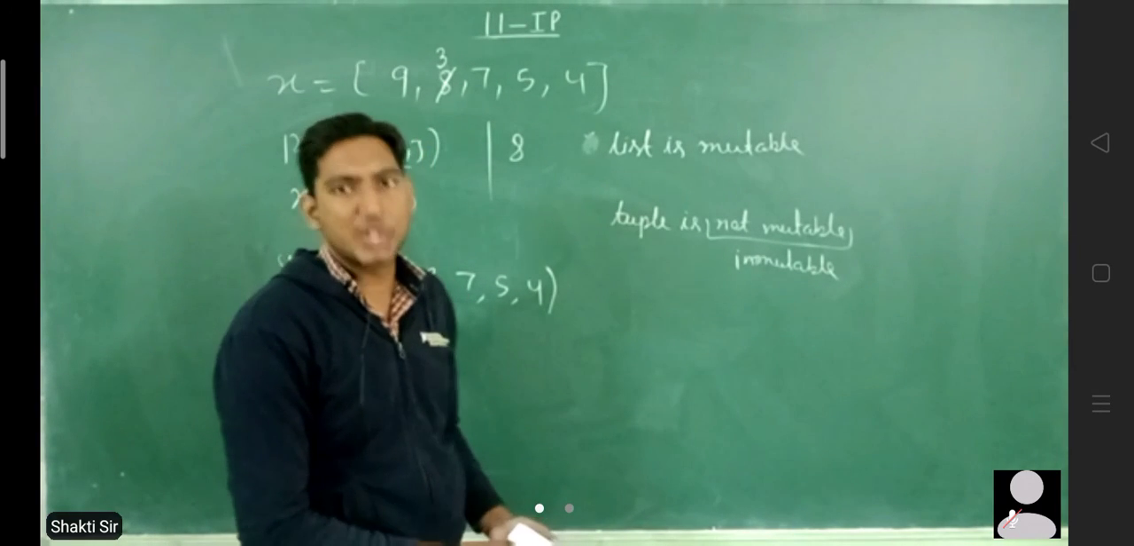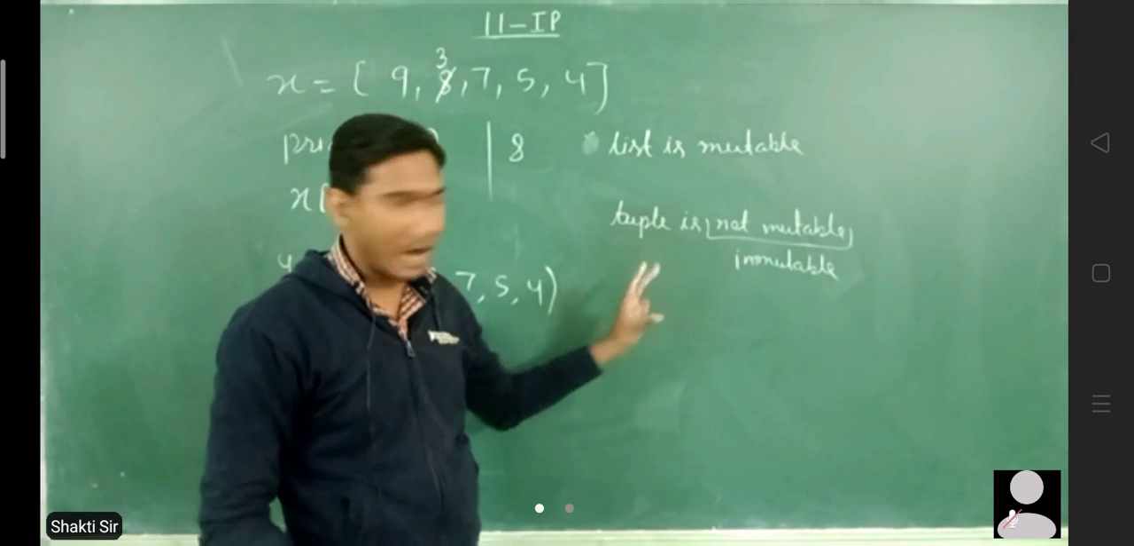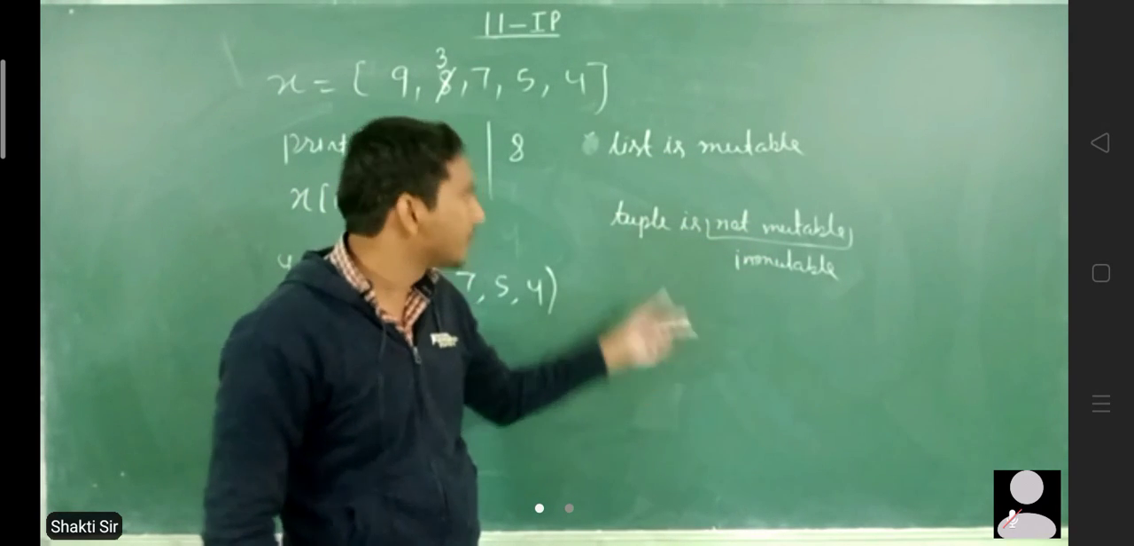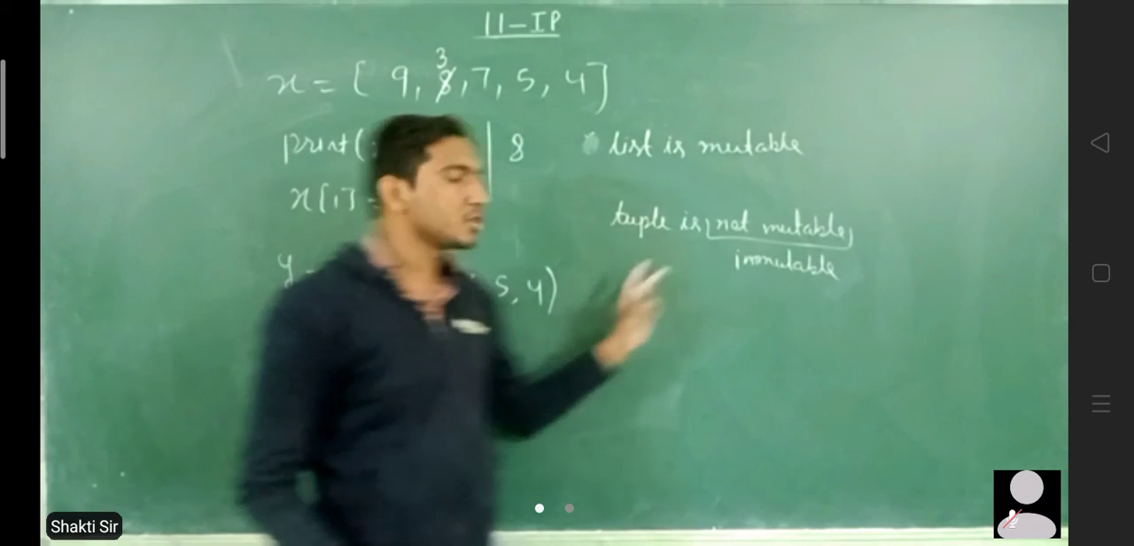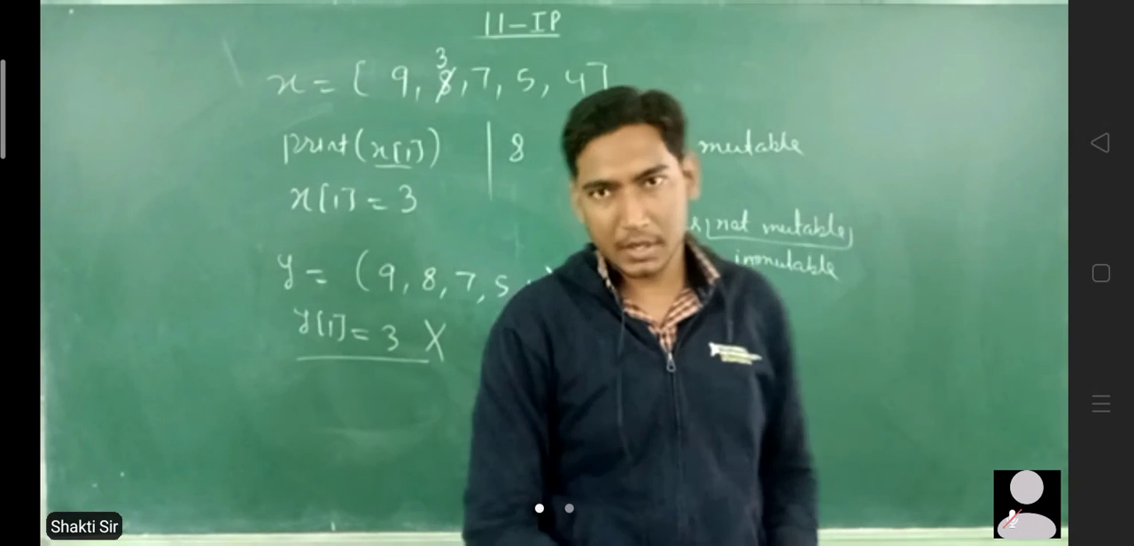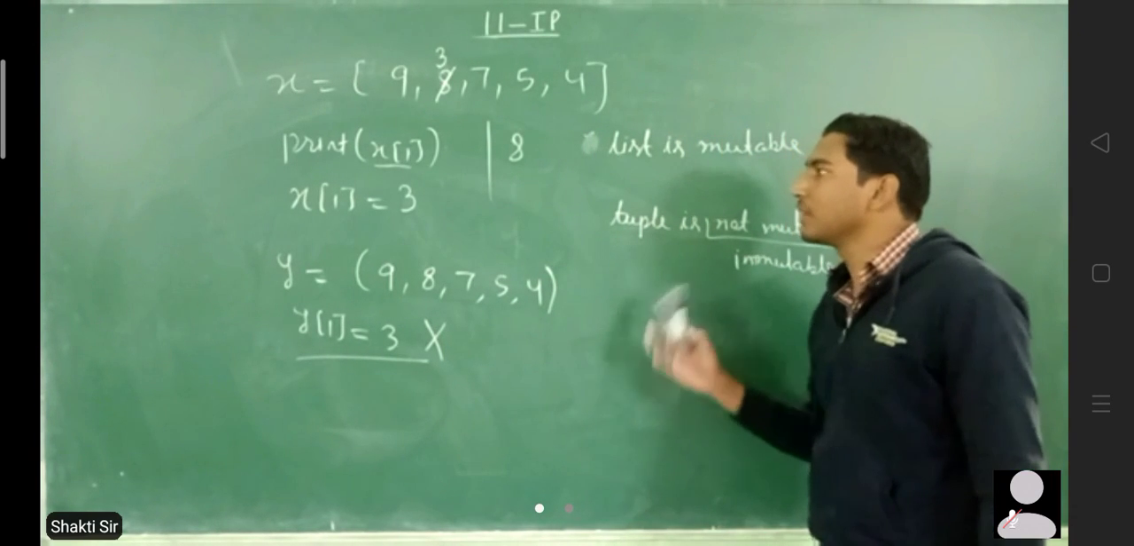Mutable means change. Okay, list is mutable means list can be changed. Items of a list can be changed. Tuple is not mutable, tuple is immutable means the items of a tuple cannot be changed. So this is the major difference between a list and a tuple.